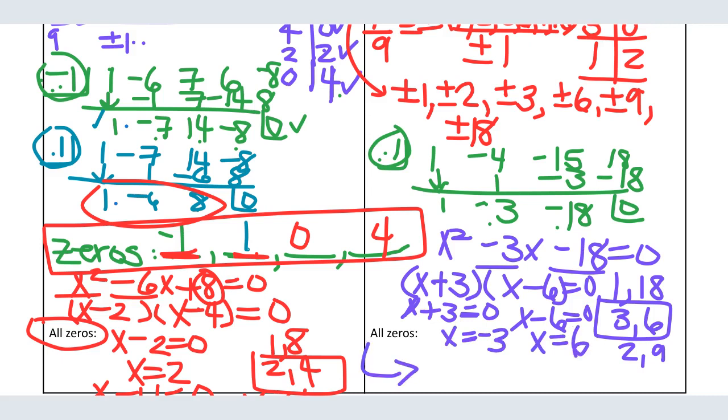So all of the zeros, we needed 3 of them, remember? We needed zeros based on degree 3. They are 1, negative 3, and 6. Degree 3, 3 zeros. We found all of them. That question is now done.